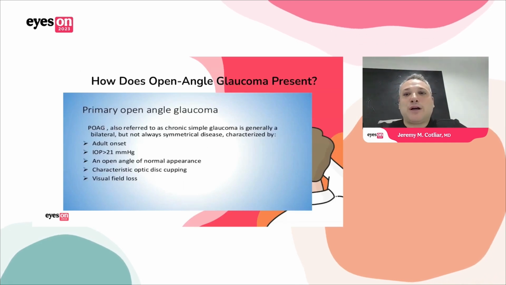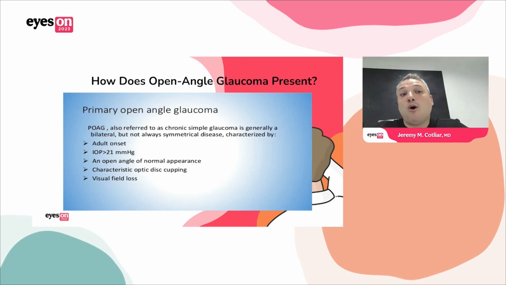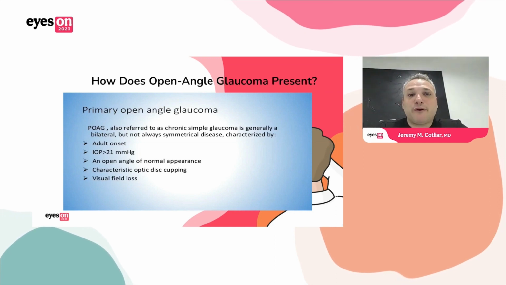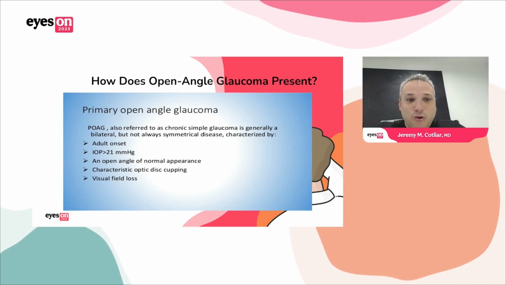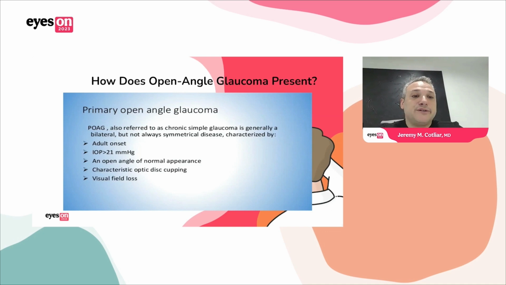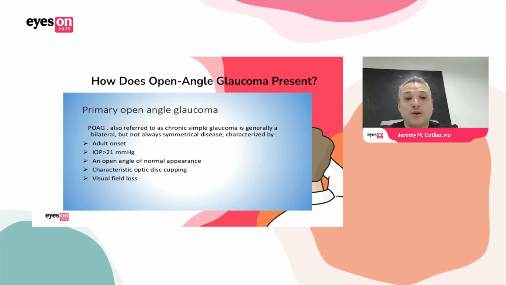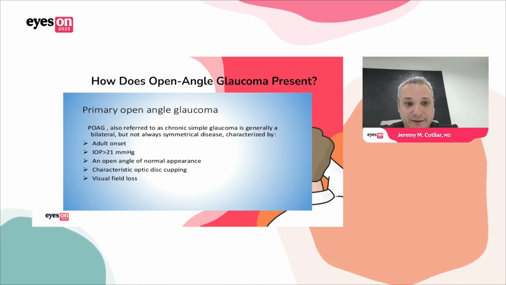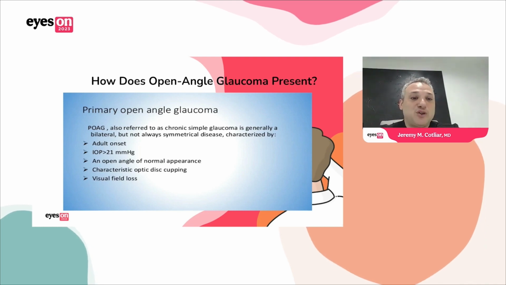So how does open angle glaucoma present? Primary open angle glaucoma, or POAG, also referred to as chronic simple glaucoma, is generally a bilateral but not always symmetrical disease characterized by adult onset, IOP greater than 21 millimeters of mercury, an open angle of normal appearance on gonioscopy, characteristic optic disc cupping, and visual field loss.